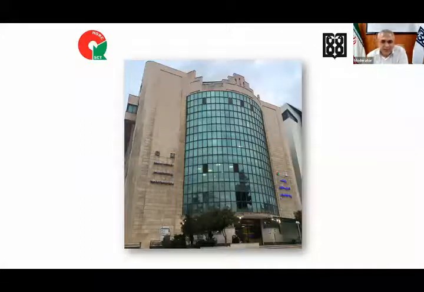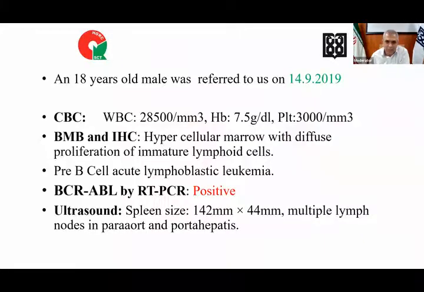I'm presenting a patient. He is an 18-year-old young man who presented with malaise, weakness, and petechiae. On CBC, he had leukocytosis, anemia, and profound thrombocytopenia. Ultrasound showed mild splenomegaly and multiple lymph nodes in the para-aorta and portohepatis.